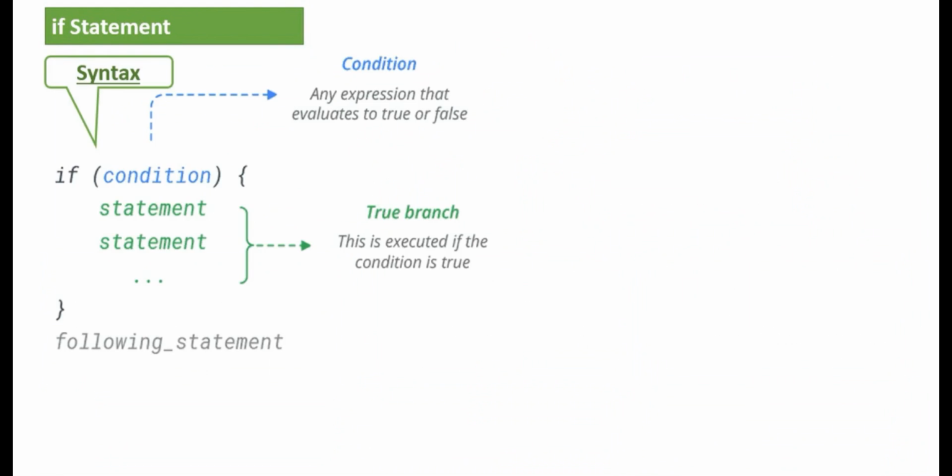This is the syntax: if and a condition enclosed in parentheses, which will be an expression that evaluates to true or false. Depending upon the output of this condition, these statements can be executed. So if the condition returns true, then this particular branch of code will be executed, as indicated by the green color. That is the true branch, and it is executed if the condition is true.